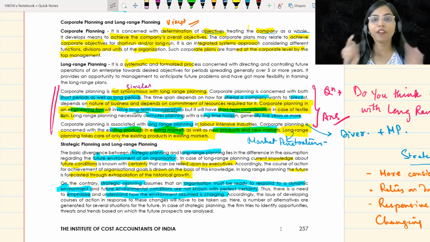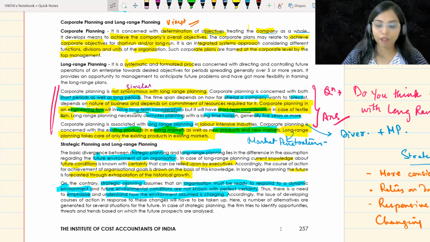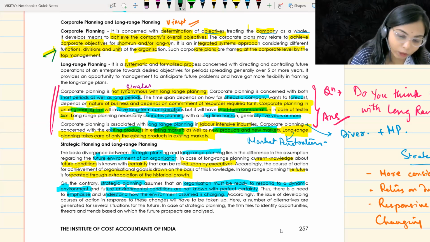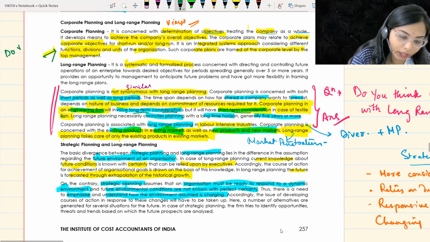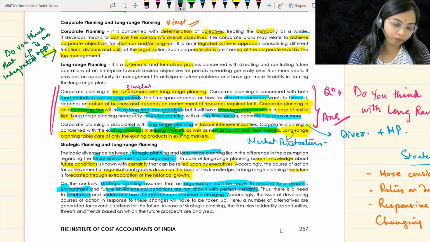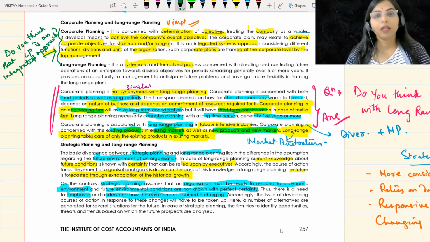If a question comes, everyone, you have to write this. If the question comes: do you think corporate planning is an integrated approach? You have to say yes, it is an integrated approach.